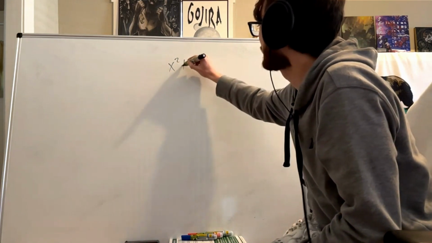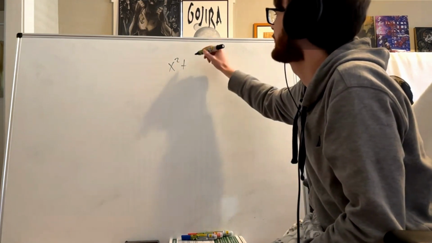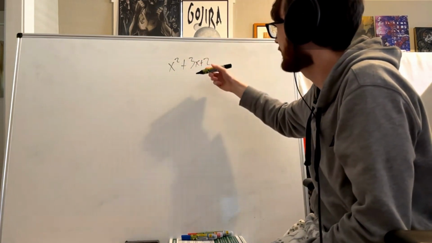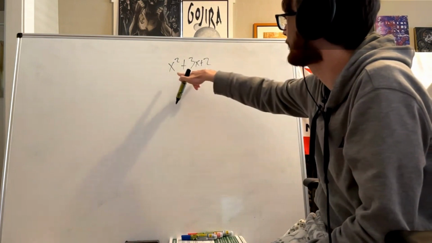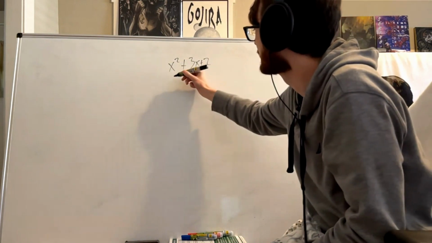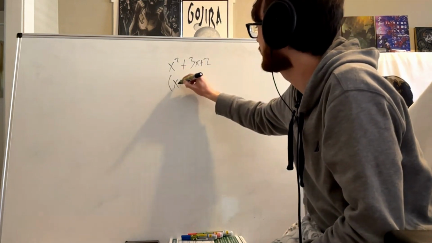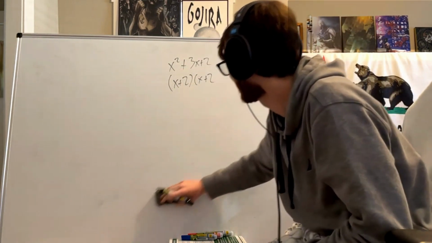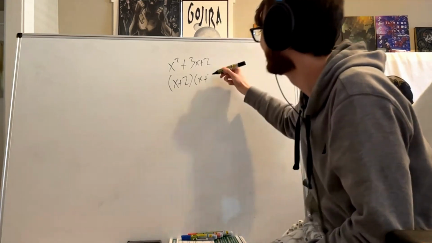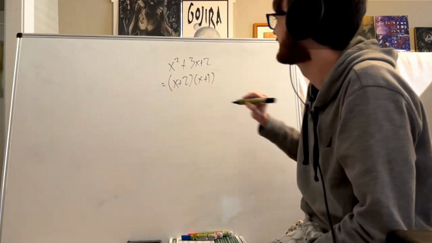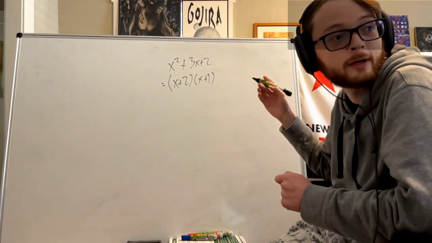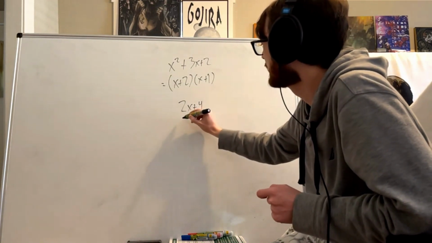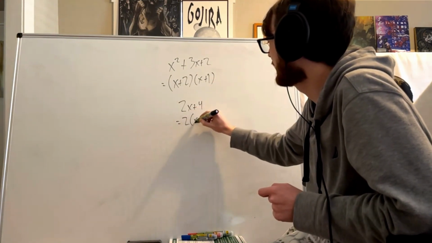If we had x squared plus, what's a good example? Maybe 3x plus 2, just so we're on the same page with what factoring is. It's when we go from something like this to this, x plus 1 times x plus 2. Or factoring can also be going from 2x plus 4 to 2 times x plus 2.